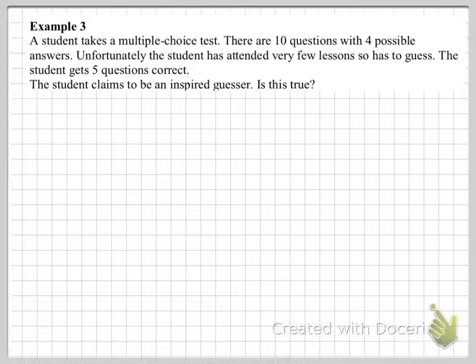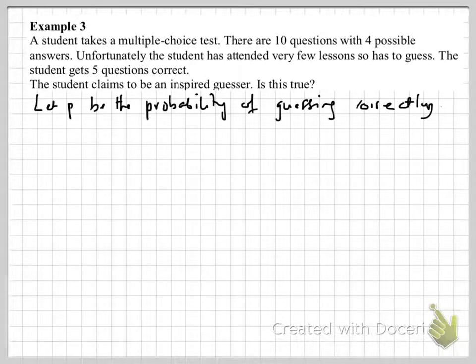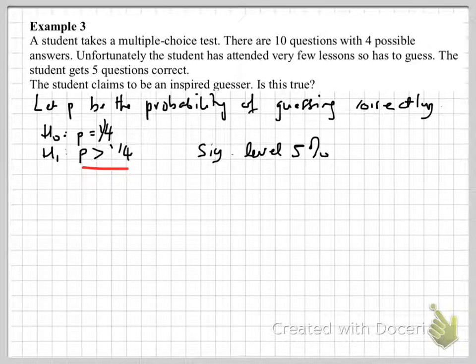So let's look at this example that we've already studied in part one, but this time we'll actually work out the exact critical value and the critical regions. So you're familiar with this example, and we'll set up the alternative and the null hypothesis. So we'll define P as being the probability of guessing correctly, and therefore our null hypothesis is a quarter, and the alternative hypothesis is greater than a quarter. Significance level is 5%.